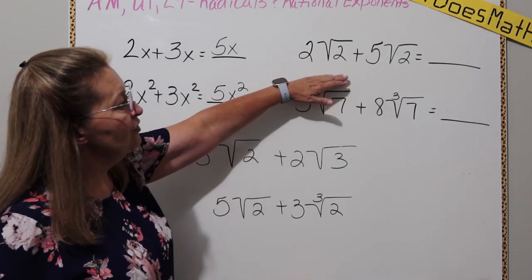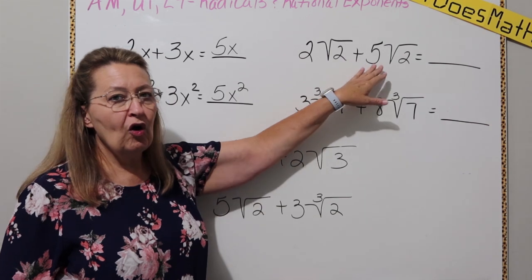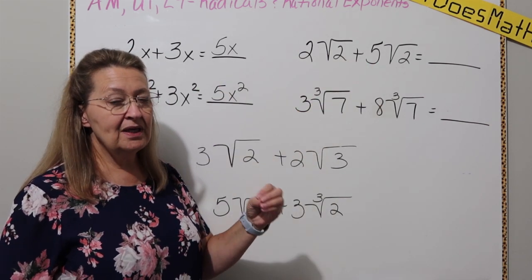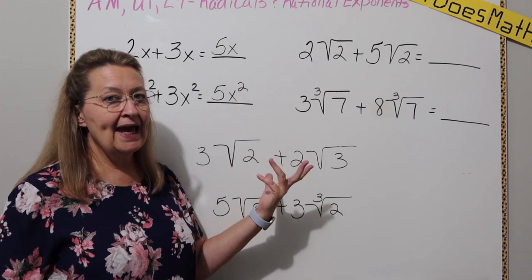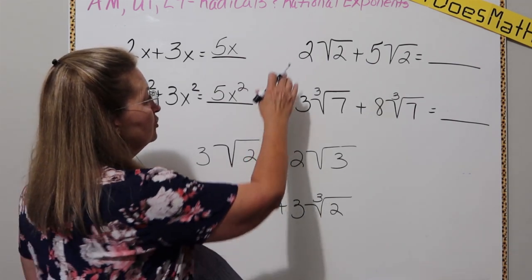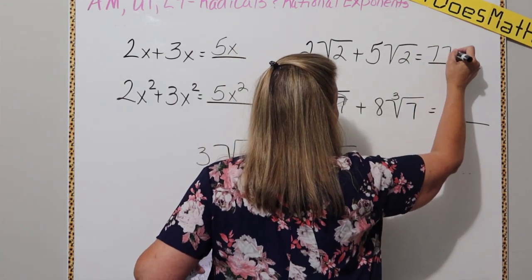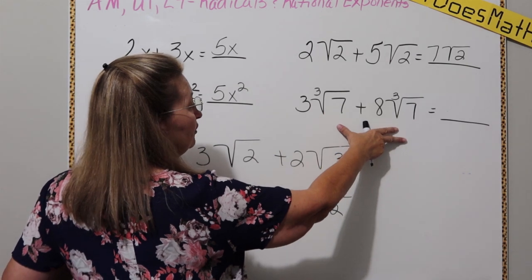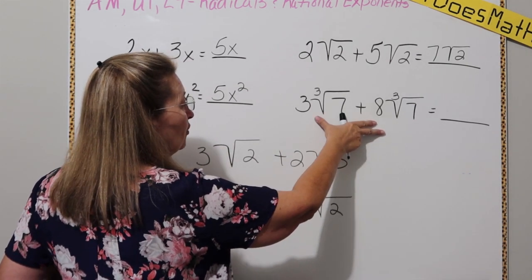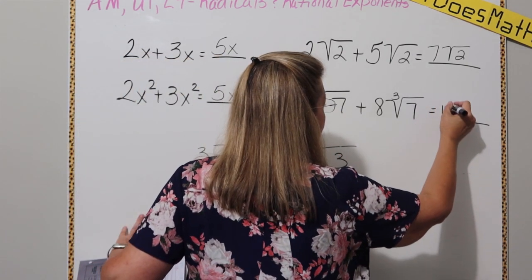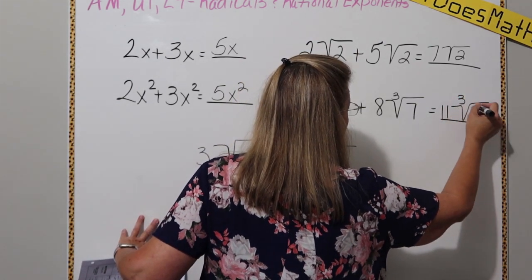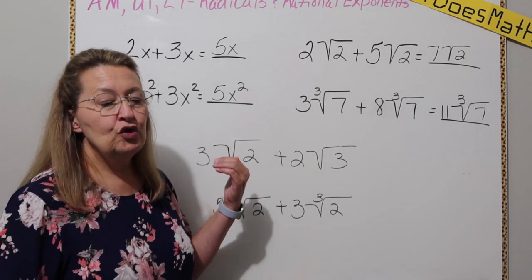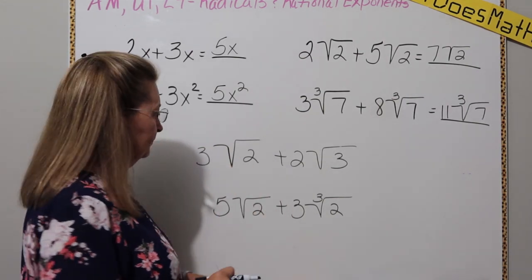Alright, it's going to be the same thing with a radical. If the radical part matches, and I mean it has to have the same radicand and the same index, then all you do is add the coefficients. So 2 plus 5 would be 7 square root of 2. Right here, I have both of these have cube root of 7, so I could just add the coefficients. So that's going to give me 11 cube root of 7. The radical part does not change. You only use it to match.